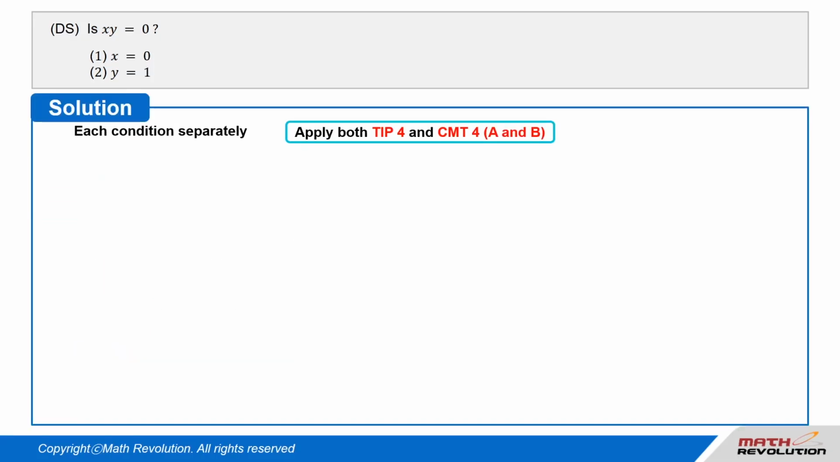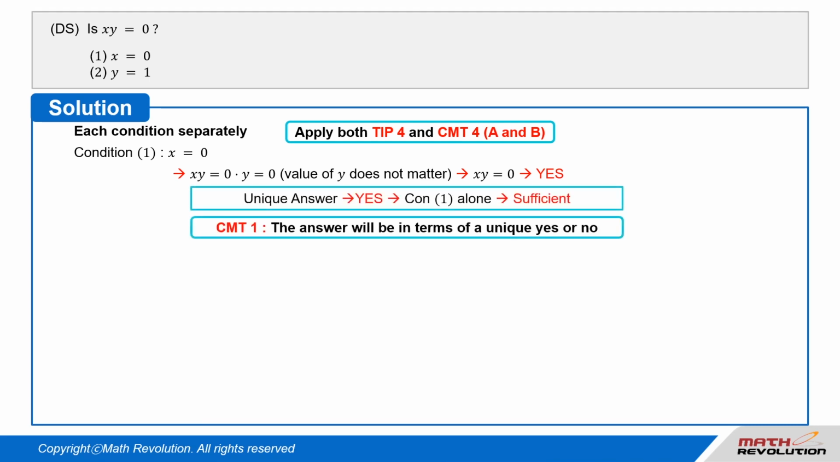But the solution is too trivial, so we have to take a look at each condition separately according to Tip 4. That's right, Tip 4 is applied in this case, and Tip 4 goes together with CMT 4, A and B. Let's take a look at each condition separately. Condition 1 tells us that x equals 0. Thus, x times y will be 0 times y, which will always be 0 irrespective of the value of y. So, we get a yes as a unique answer.